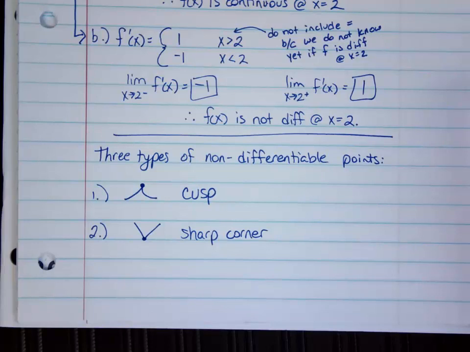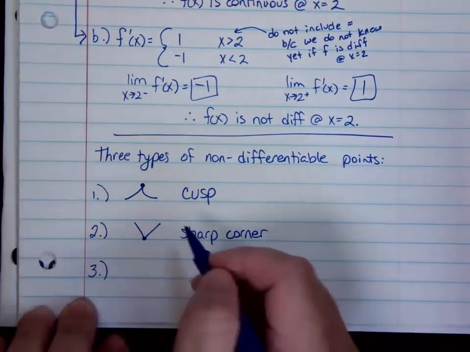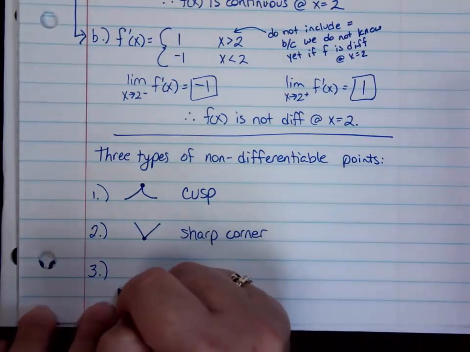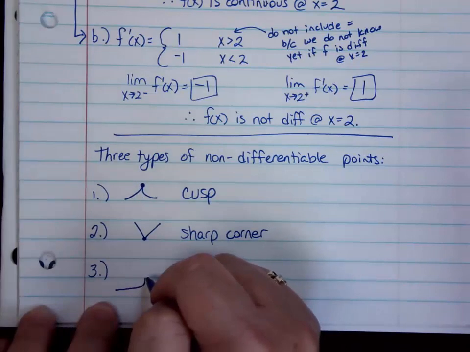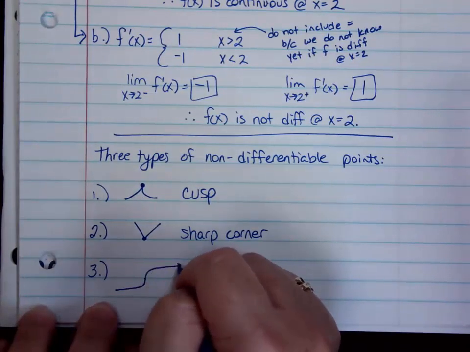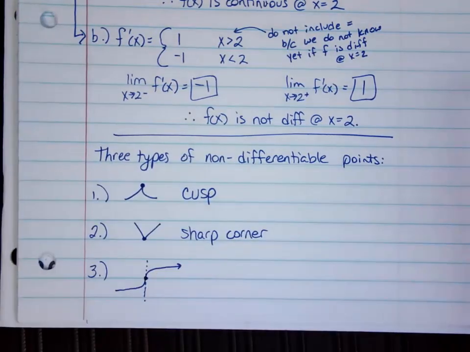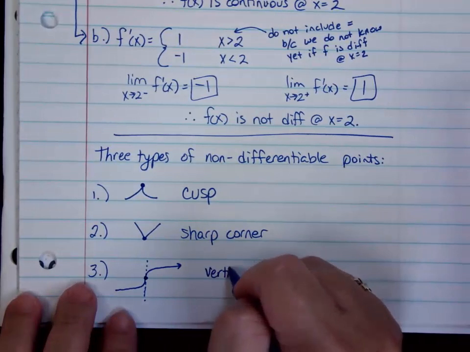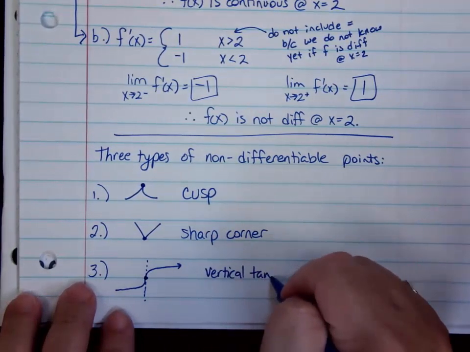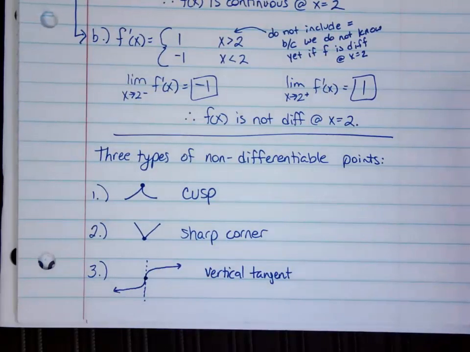Okay, the third one is kind of weird. It's a situation where a graph is going along, all of a sudden goes straight up for a split second and then turns this way. And right there, the tangent line is straight up and down. And that is called a vertical tangent. The graph of the logistic curve, which I think you learned last year in pre-cal, has that, as well as the cube root graph.